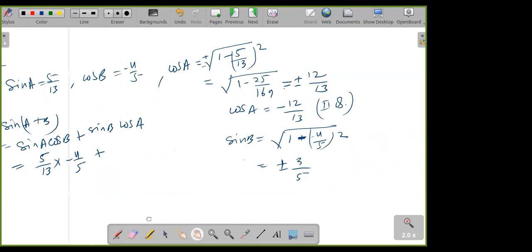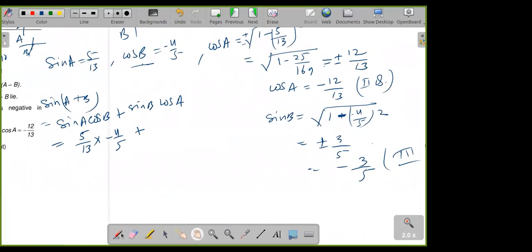Calculation, if you don't get it, I will explain. Just tell me if you don't get it. Here also sin minus. Cos B, but B is in the third quadrant, so sin B will be minus. Equal to minus 3 by 5, right? So, as it is the third quadrant.